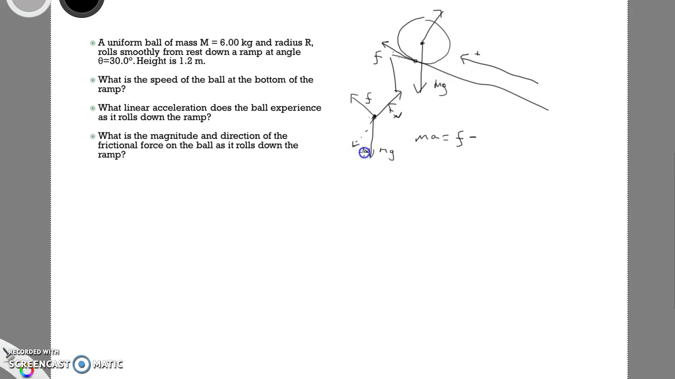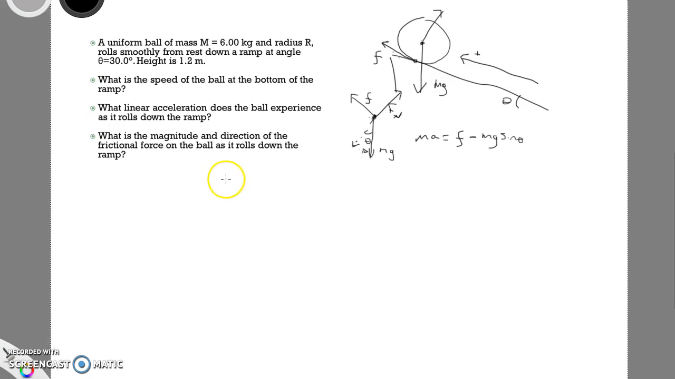Okay, so remembering back, that's going to be equal to mg sine of theta, in which theta is this angle right here, the same as the angle of the ramp. Okay, and so we get this equation here relating acceleration, friction, and the gravity pulling it down the ramp. Okay, so we're going to go ahead now and look at the factors causing it to rotate.